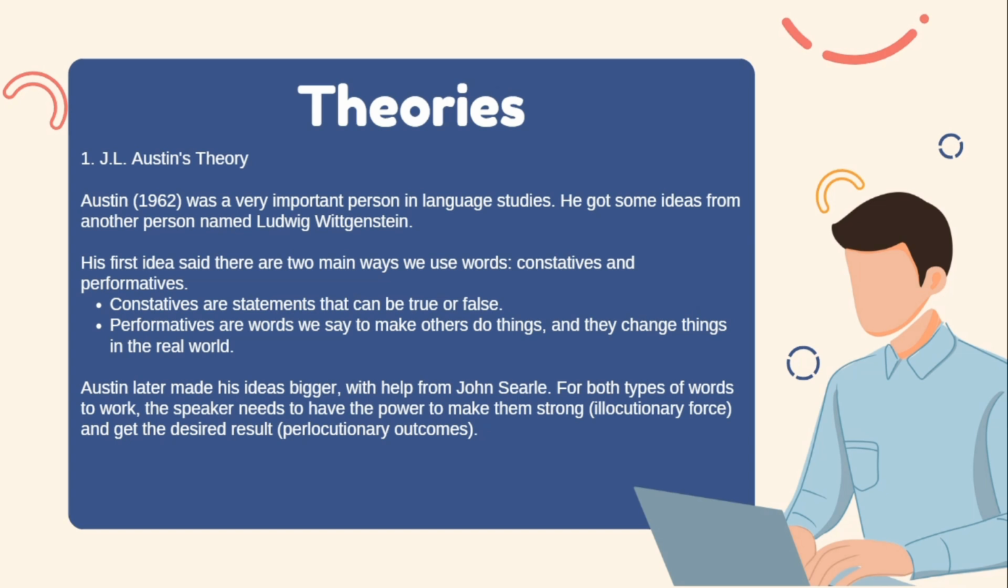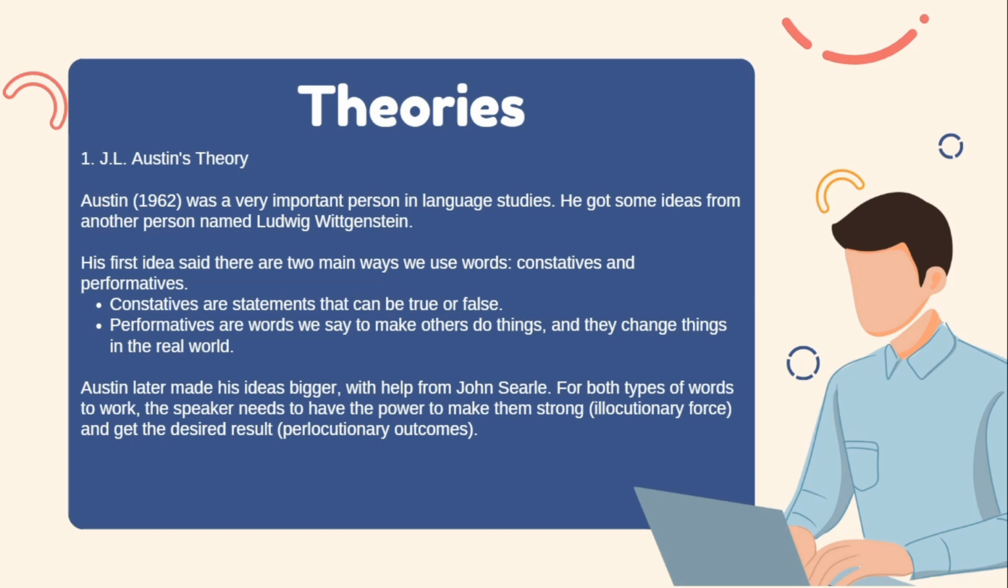Next slide is theory. First, theory from J.L. Austin. Austin was a very important person in language studies. His first idea said there are two main ways we use words, constative and performative. Constatives are statements that can be true or false. For example, it's raining outside. We can check if this is true or false.